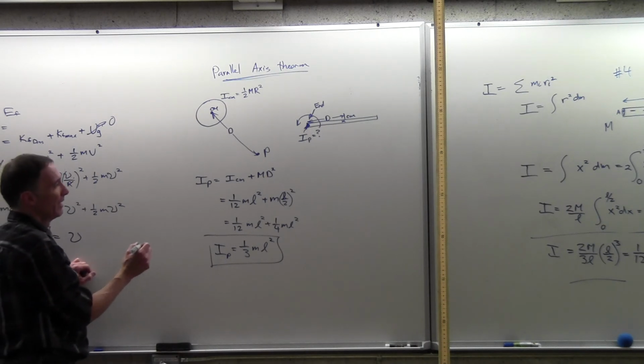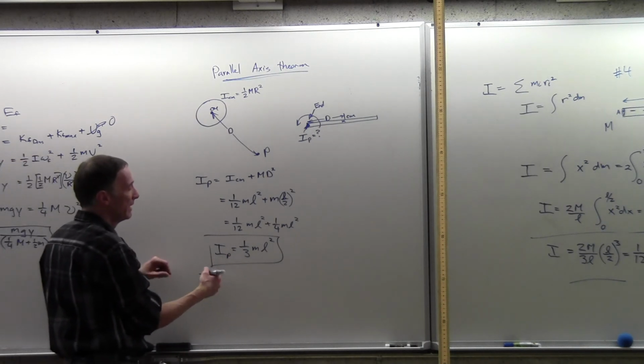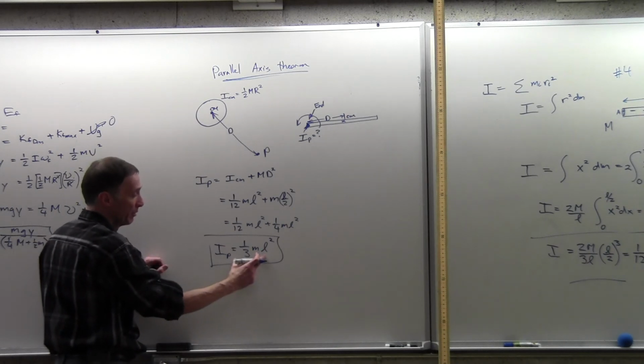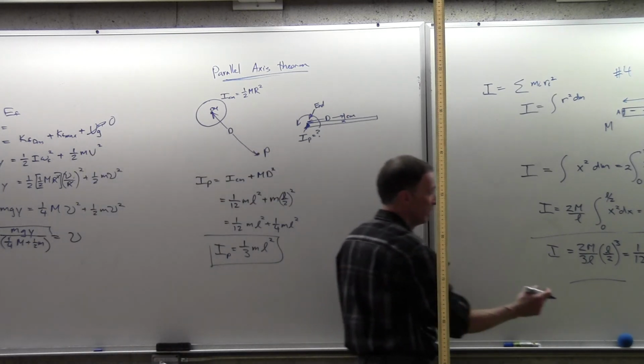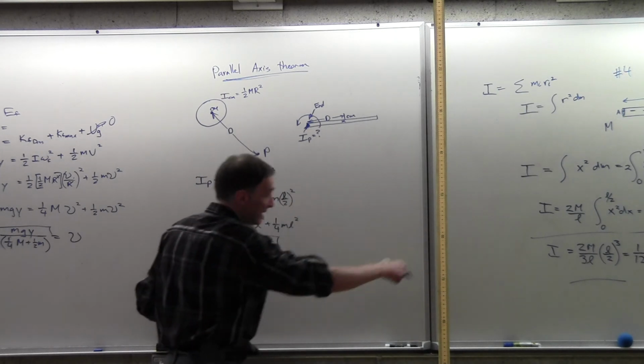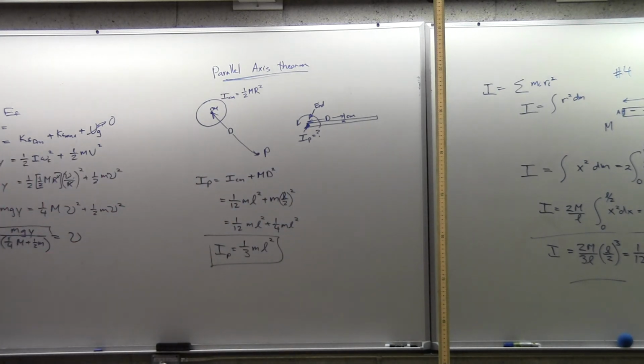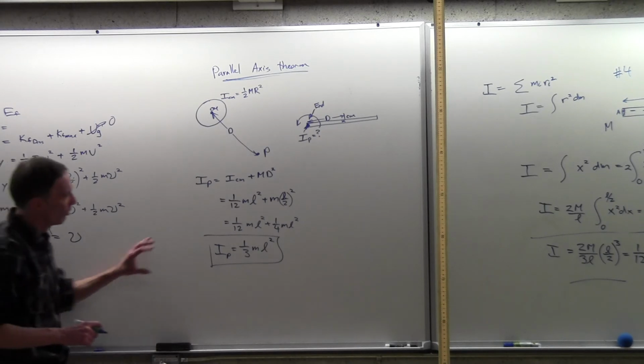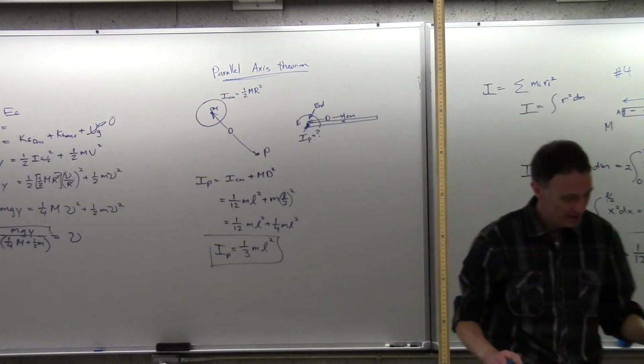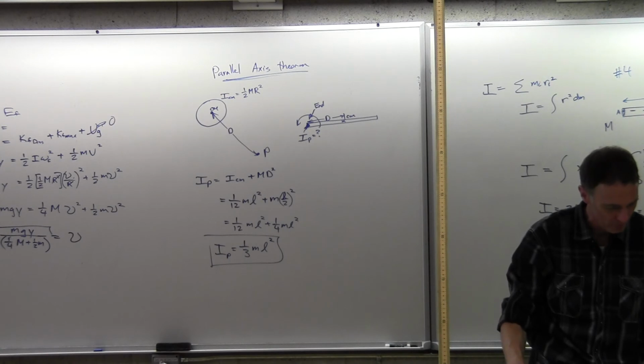Okay, and the table in your book gives a number of them. It gives the I about the end point as well as around the center. But maybe it'd give you the I about the center and have you show that it's going to be 1/3 ml squared. Or, as you'll see, he does this parallel axis theorem a number of different ways.